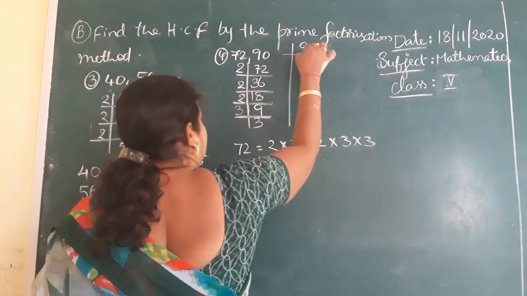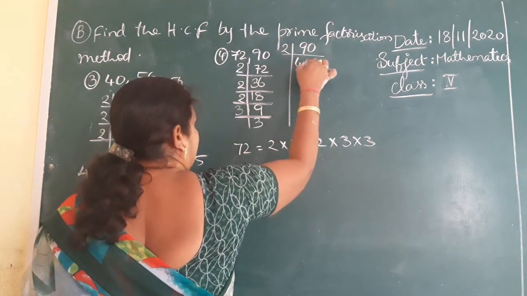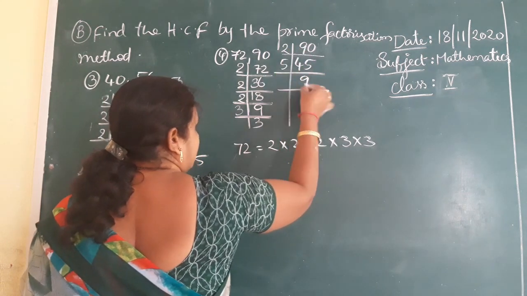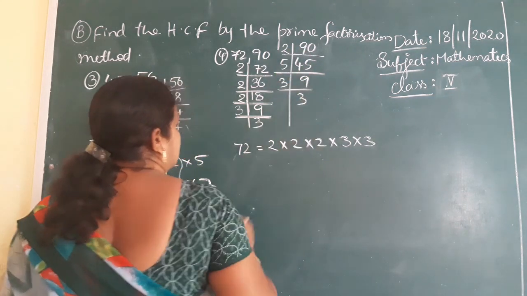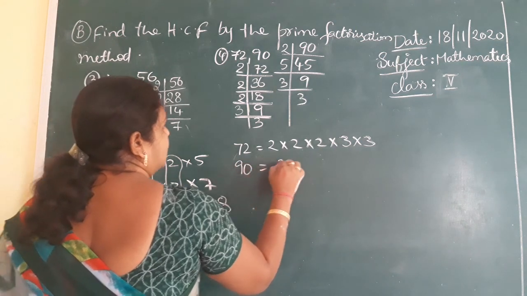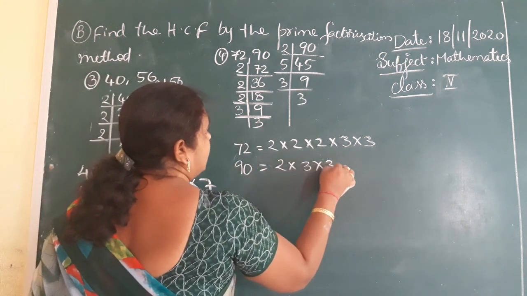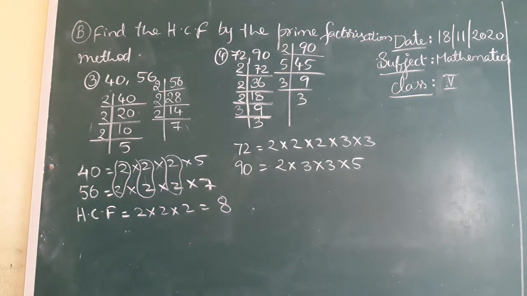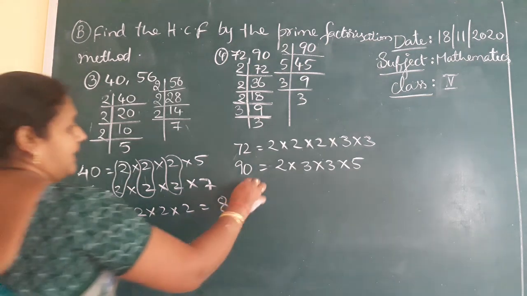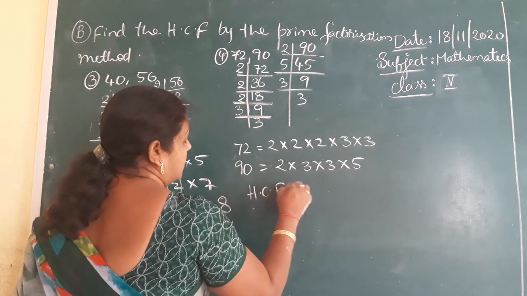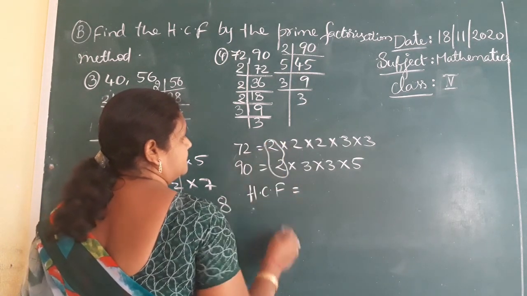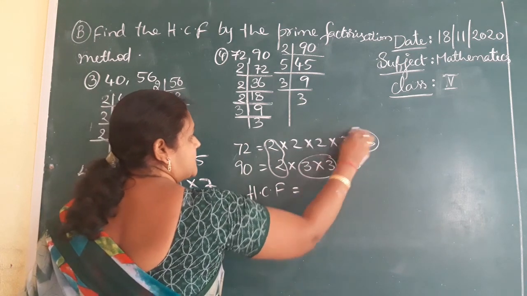90 prime factorization. 2 45s, again 5 9s. 9 can be written as 3 3s. So 90 can be written as 2 into 3 into 3 into 5. So now you have to write which are common in those two. To write the HCF, you have to find which are common in those two. Okay? 2 one time, 3 two times.